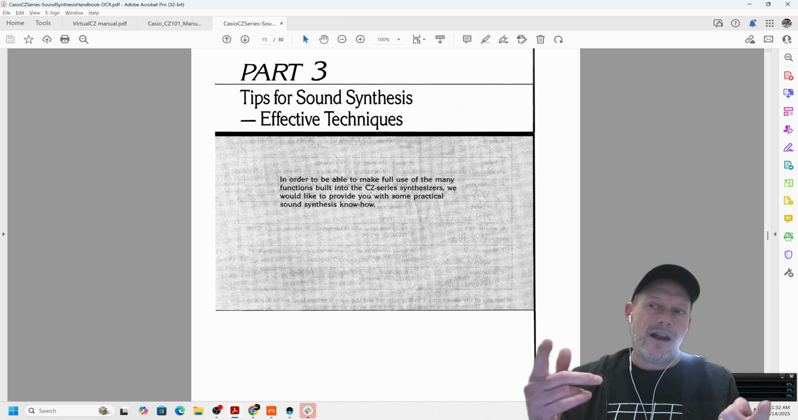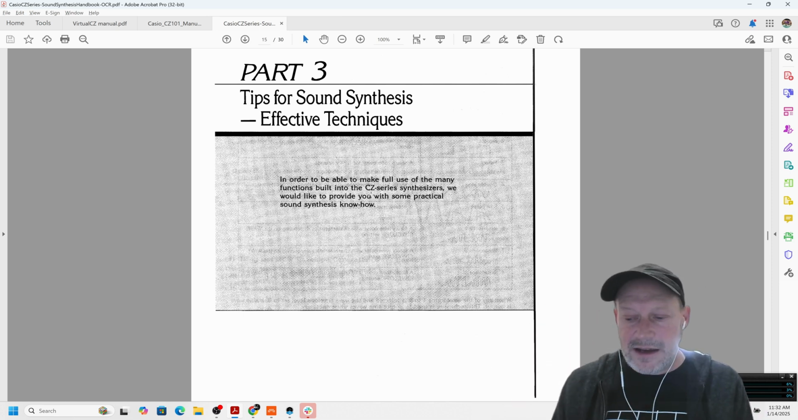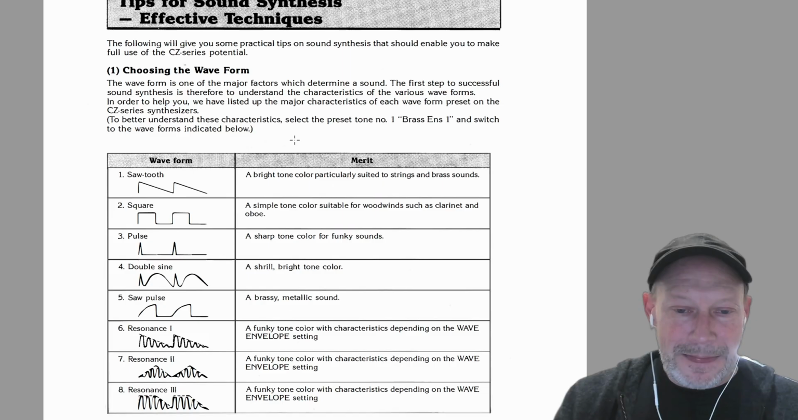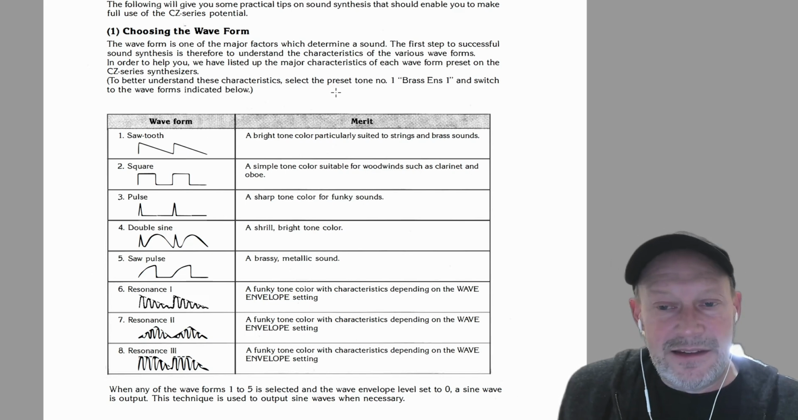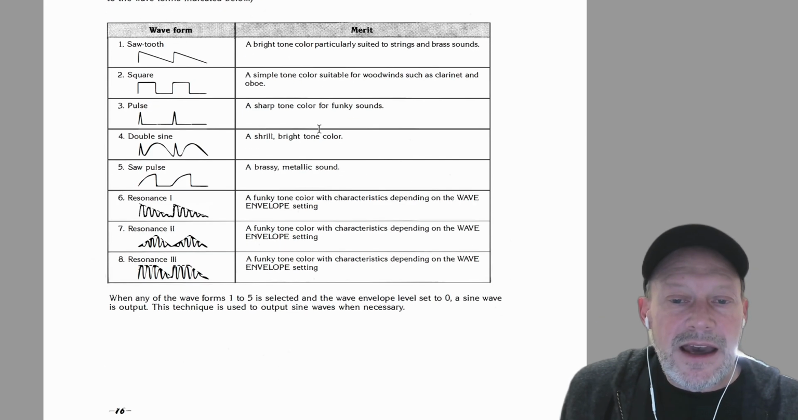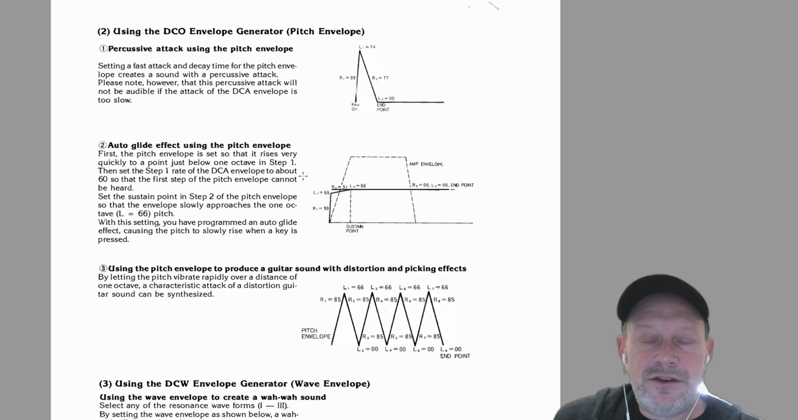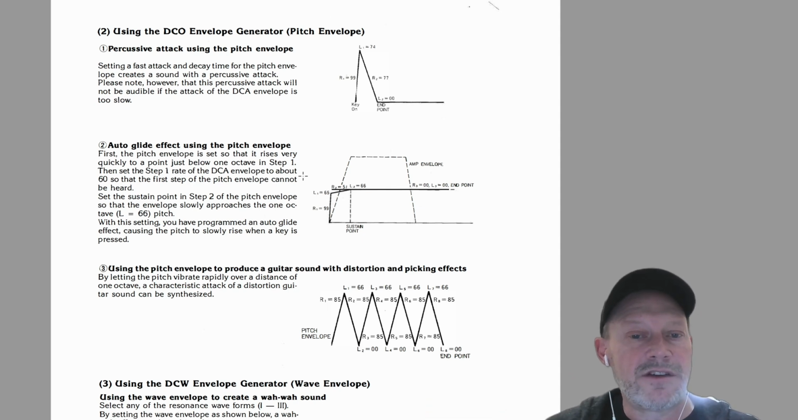So this is the part I think that kind of sticks with me, and that I'm always thinking about in my head when I'm creating new patches. So tips for sound synthesis, effective techniques. This is really cool. It talks about the 8 different waveforms that the CZ can create, which is kind of nice. And then it goes on to, these are examples and also sort of inspirations.